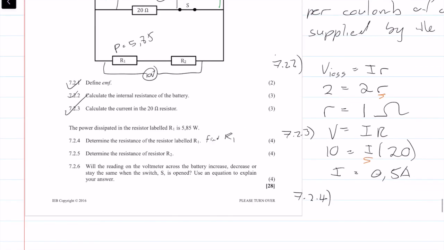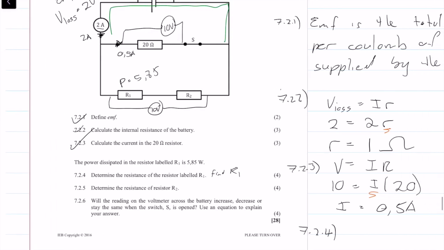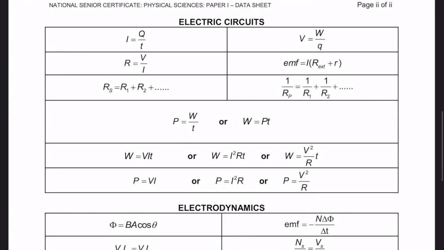Okay, so what information do we know? We know that the current here is 2 amps. We know that the current here is 0.5 amps. Okay, so I'm going to use the equation P. Okay, so there's 3 options here. We have power equals voltage times current, or power equals I squared R, or power equals V squared over R.